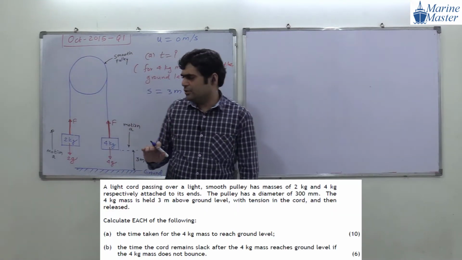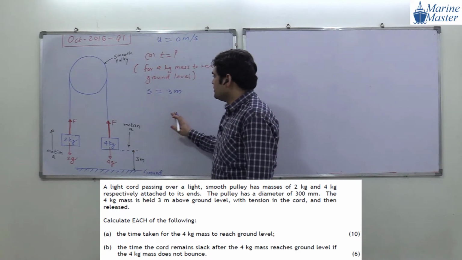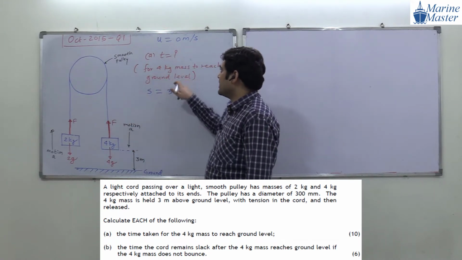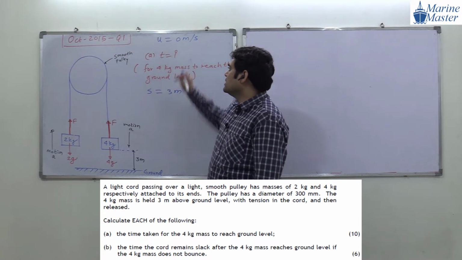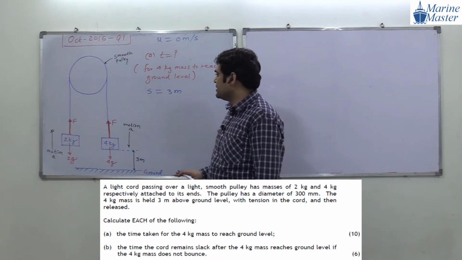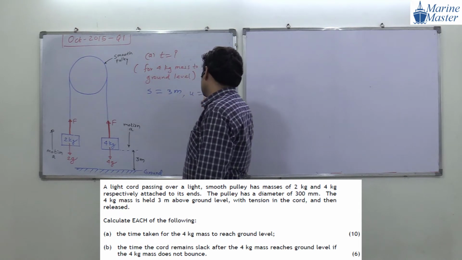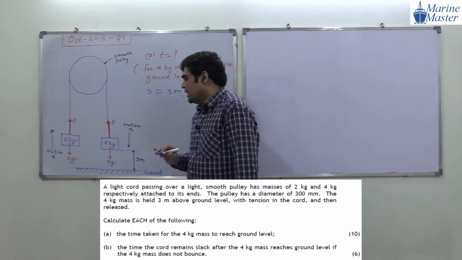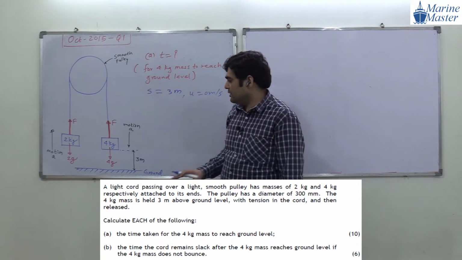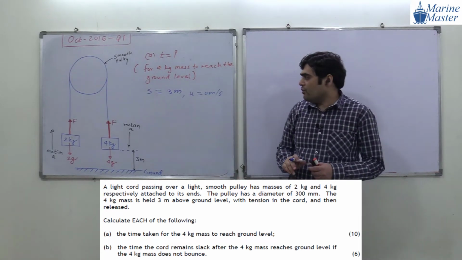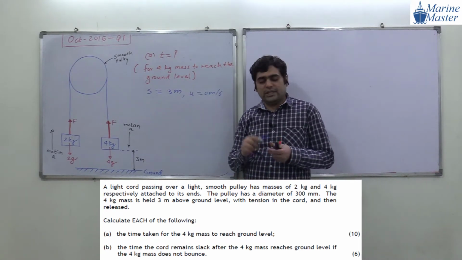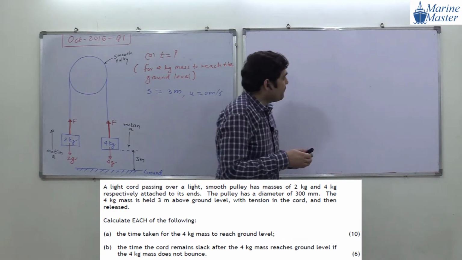Very simple discussion. Now first of all, guys, this is our drawing, this is our target, and the initial velocity is 0 meter per second. Instead of writing here, I will write down initial velocity is 0 meter per second. Now first of all we will start our discussion with the 4 kg mass.